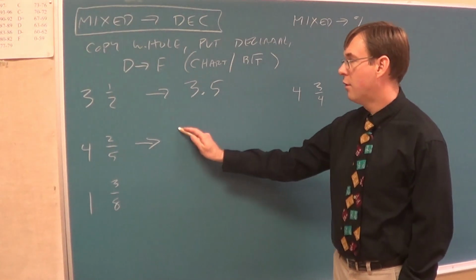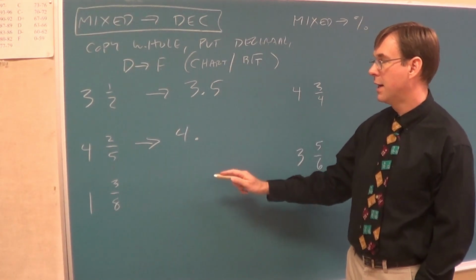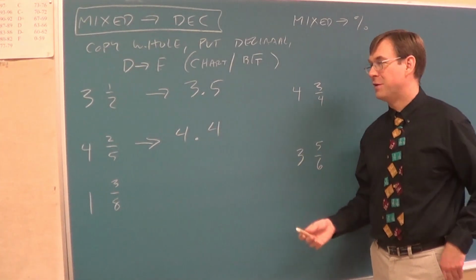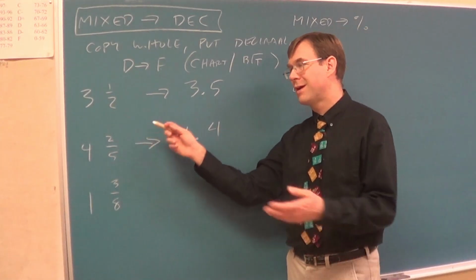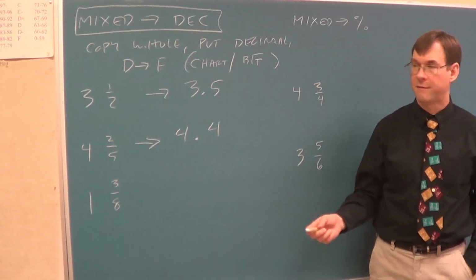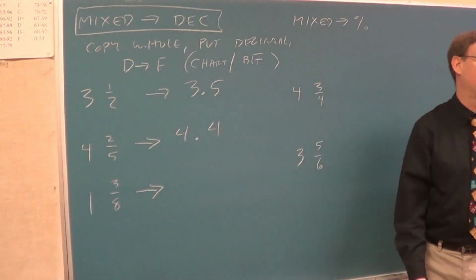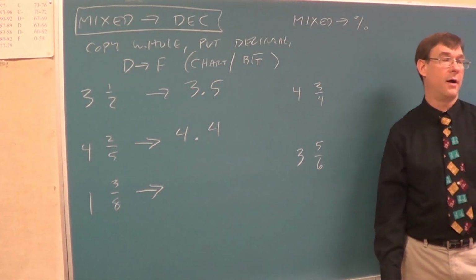So for this one, how's 4 2/5 going to go? 4.4. It is 4.4. We copy the 4, we throw in a decimal. If you still remember 2/5 is 0.4, you're done. If you don't remember 2/5 is 0.4, you're going to have a little bit of dividing to do in your life. 1 3/8. Same kind of thing. How's 1 3/8 going to play out?